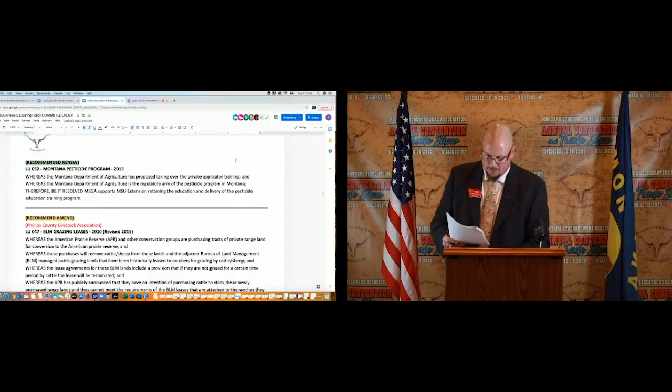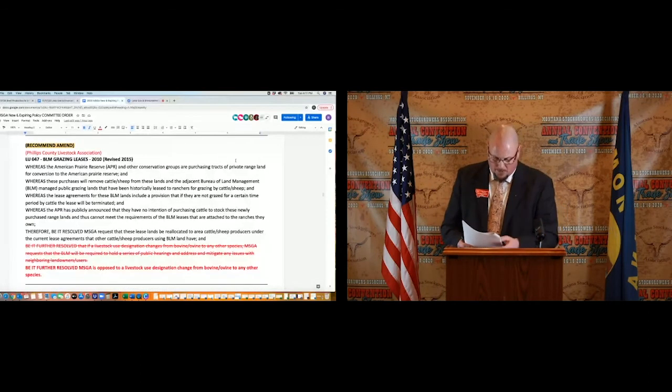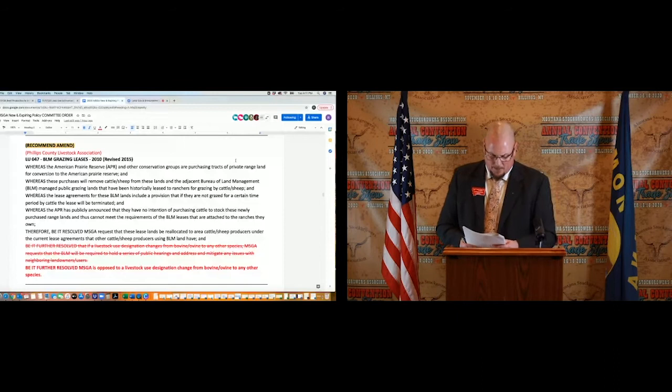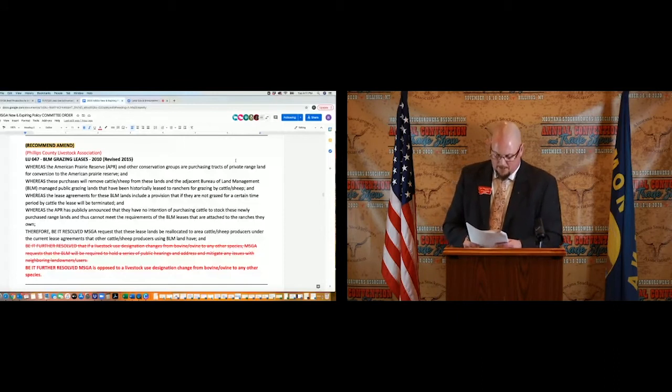This was brought by Phillips County Livestock Association, LU 047, BLM grazing leases. Therefore, be it resolved, MSGA requests that these lease lands be reallocated to area cattle and sheep producers under the current lease agreements that other cattle and sheep producers using BLM land have, and we're striking the next further resolved, adding: be it further resolved, MSGA is opposed to a livestock use designation change from bovine ovine to any other species. This is recommended amend LU 047. Is there discussion?